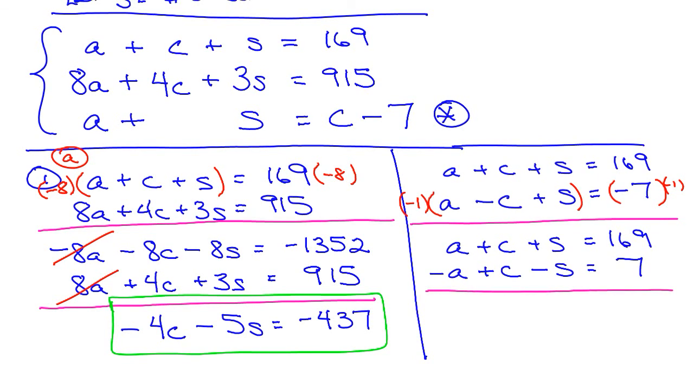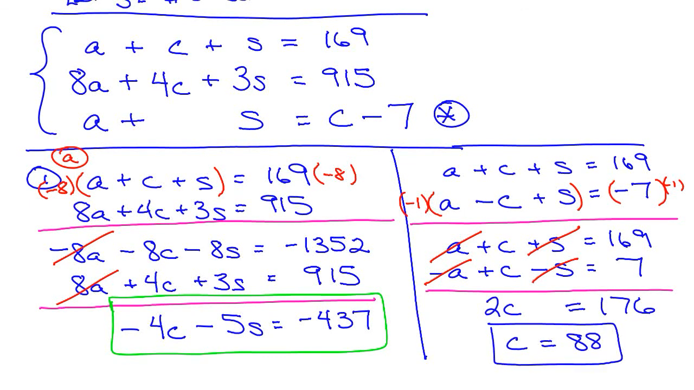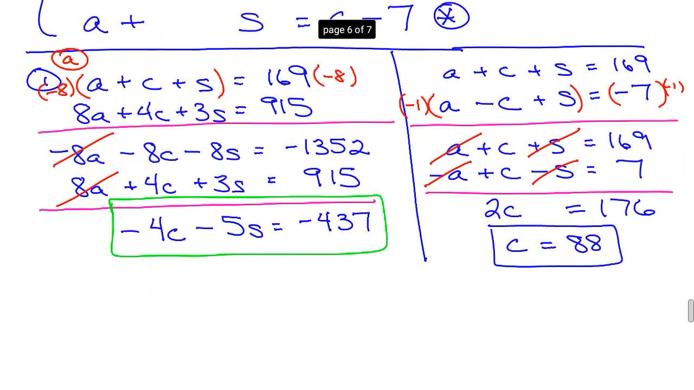When we add down, we eliminate A, and we get 2C. However, in the process of eliminating A, we also eliminated the S, which is fantastic. It does save us some work. 169 plus 7 is 176. Divide both sides by 2, and we get that C is equal to 88. So we actually have the solution right there. Without going to the third step, we did get one of the variables. Fantastic.